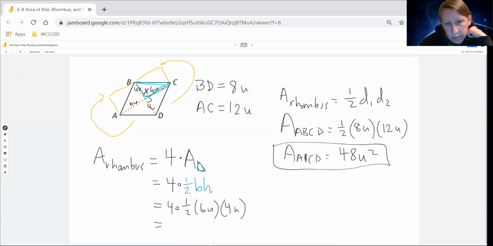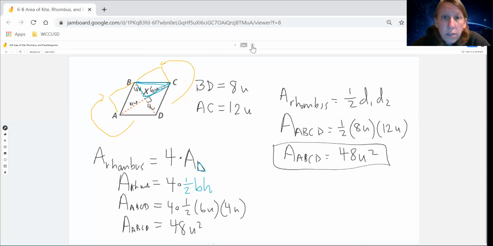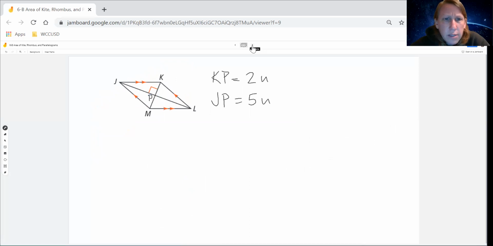Now let's see if I get the same answer here. So 4 times a half is 2. 2 times 6 is 12. 12 times 4 is also 48. However you do your work, you need to show your work. So I'm going to do area of rhombus, area of ABCD, keep it neat, keep it organized. Pay attention to details. Your Algebra 2 teacher will be very happy. And this one I'm going to let you work on and figure out.